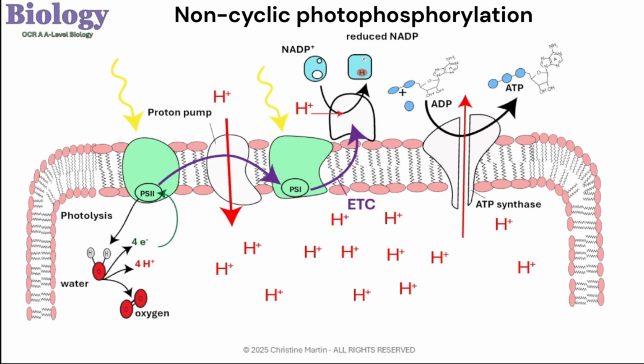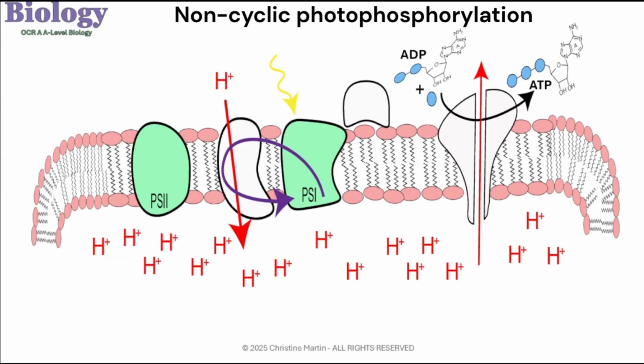Now, to replace the electrons that were lost from photosystem 2 that went to photosystem 1, photolysis of water occurs. Water molecules are split into electrons, hydrogen ions, and oxygen, which is released as a waste product.